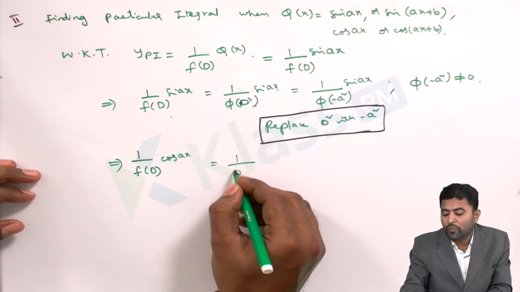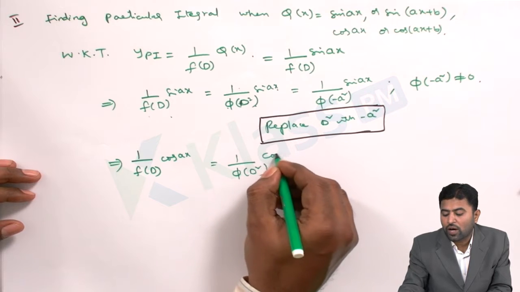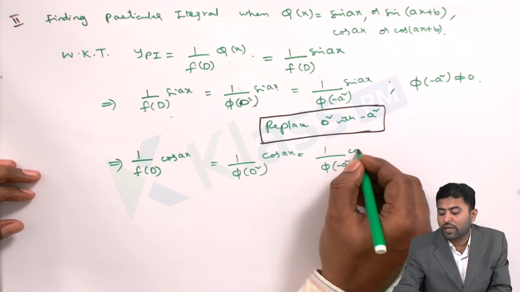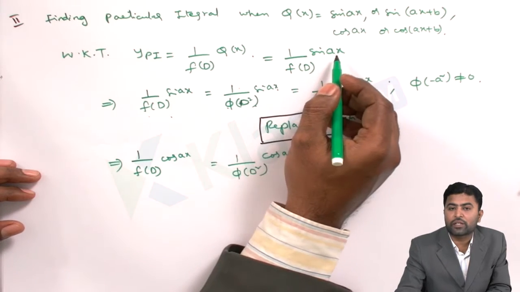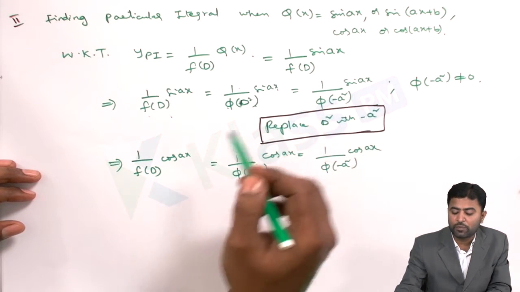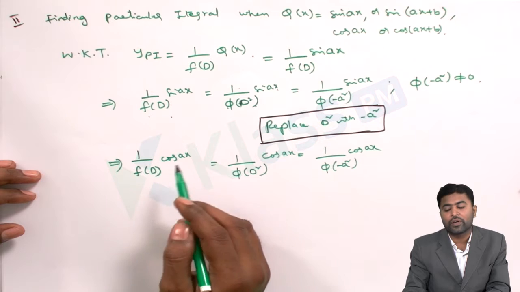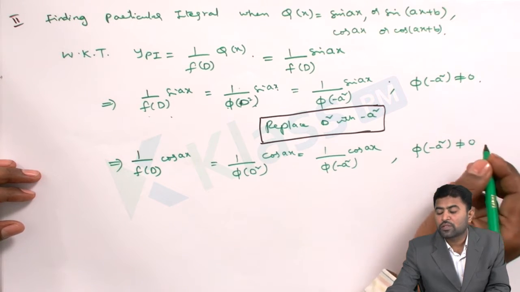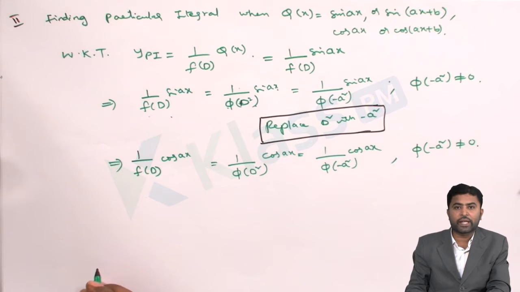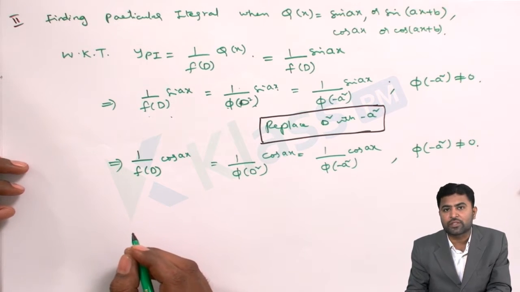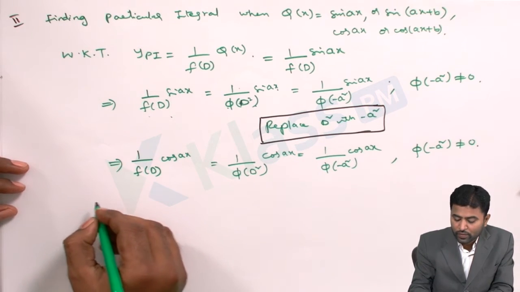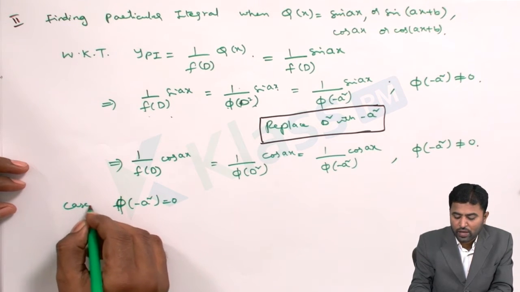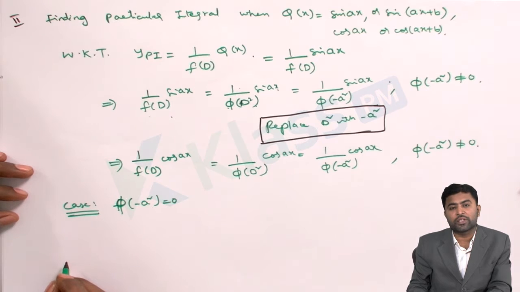Similarly, 1 by f of D cos ax is equal to 1 by function of D square cos ax, which is equal to 1 by function of minus a square cos ax. In place of sin ax, you can also write sin of (ax plus b). In place of cos ax, you can also write cos of (ax plus b). And here the denominator should not be equal to 0. But there can be cases where the denominator is 0, like phi of minus a square equal to 0.